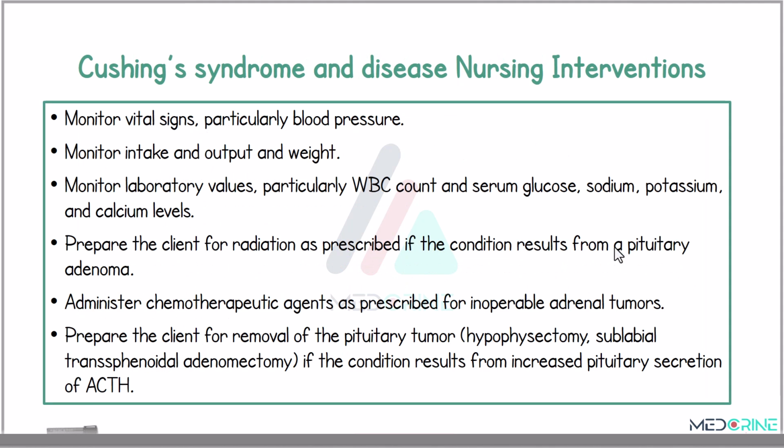In case of Cushing syndrome and Cushing disease, monitoring of vital signs and lab values, particularly blood pressure, glucose levels, and electrolytes, is key. You need to prepare these patients for radiation therapy if the cause is a pituitary adenoma, and administer chemotherapy if it's due to inoperable adrenal tumors. These patients may need surgery to remove the pituitary tumor if the condition results from increased pituitary secretion of ACTH hormone.